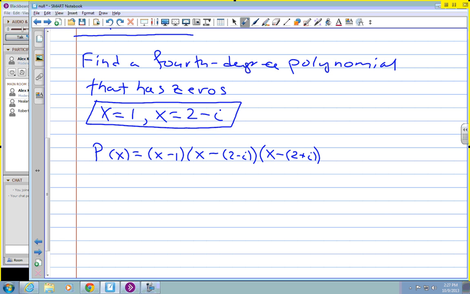Now, one of them has to be squared. Why do you say that? Because it's a fourth degree polynomial right now. We only have a third degree polynomial. So if you were going to square one of them, which one does it have to be squared? Why is x minus 1? Well, that's not the reason. That's never the reason. Why?